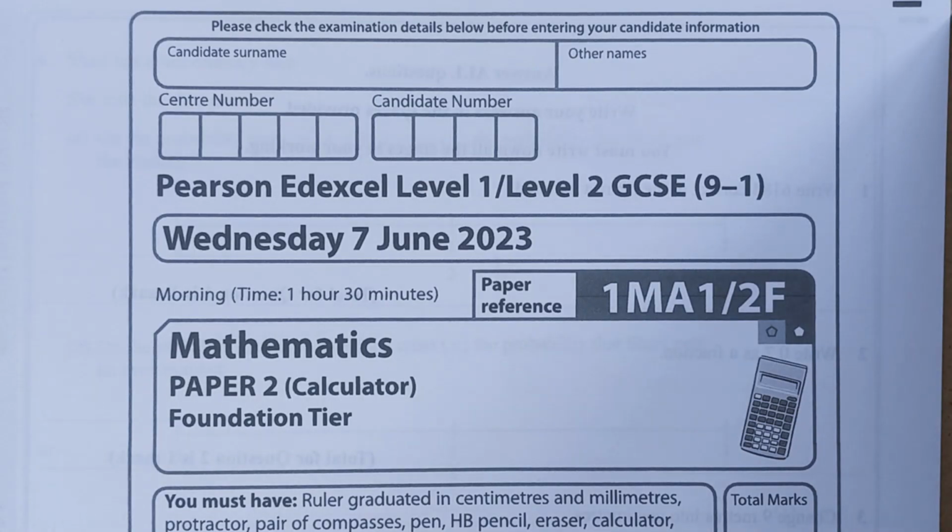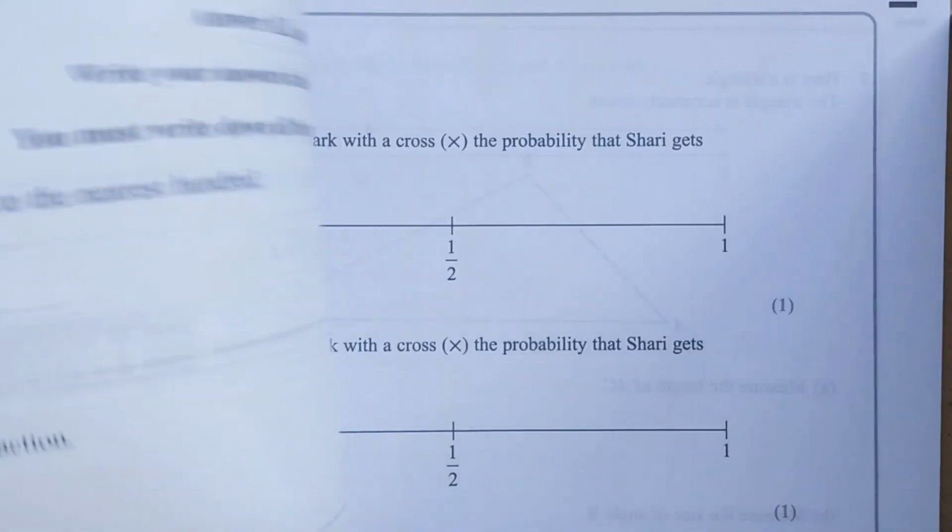Hi, today we're looking at GCSE Maths. This is with the Pearson Edexcel exam board. We've got paper 2 from June 2023, and of course this is a calculator paper.